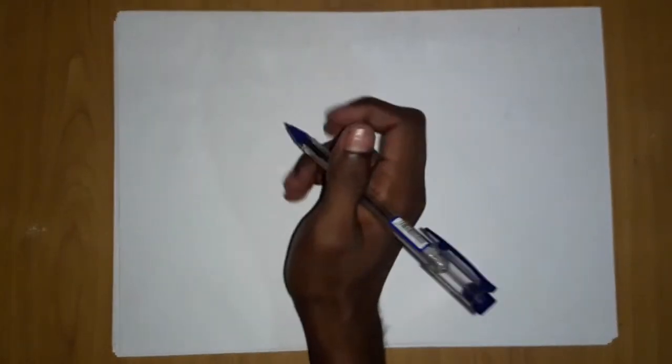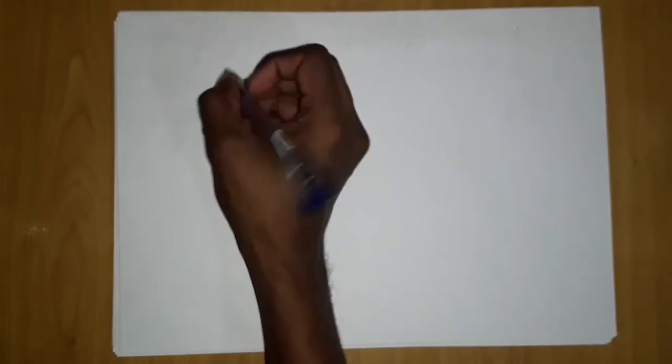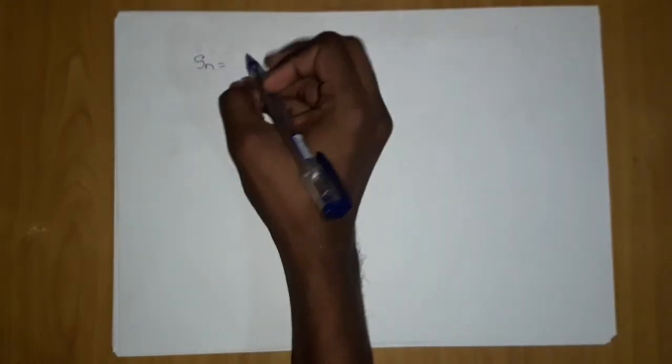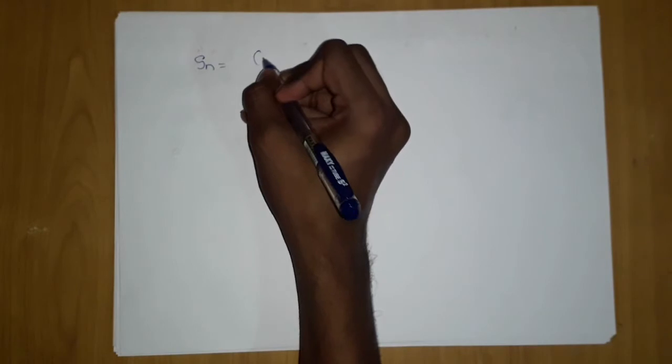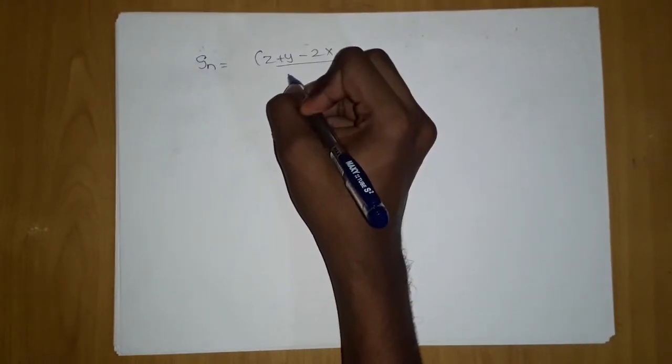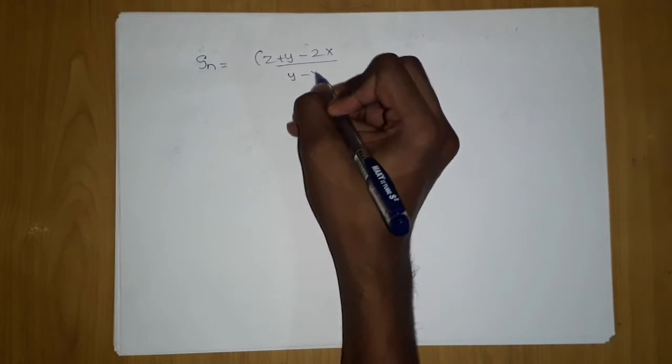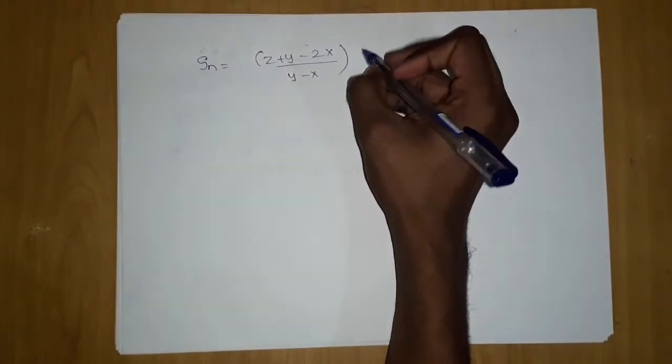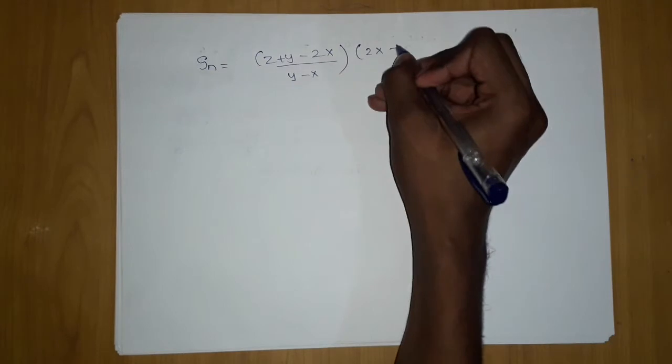Now let me take the next page. We are going to put in all the values of Sn. So Sn was n by 2, and what we have is z plus y minus 2x upon y minus x, into 2x plus n minus 1.